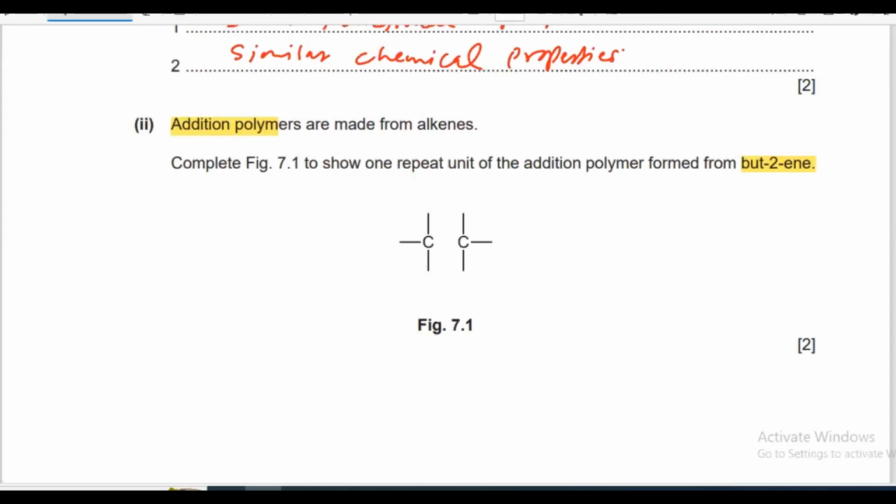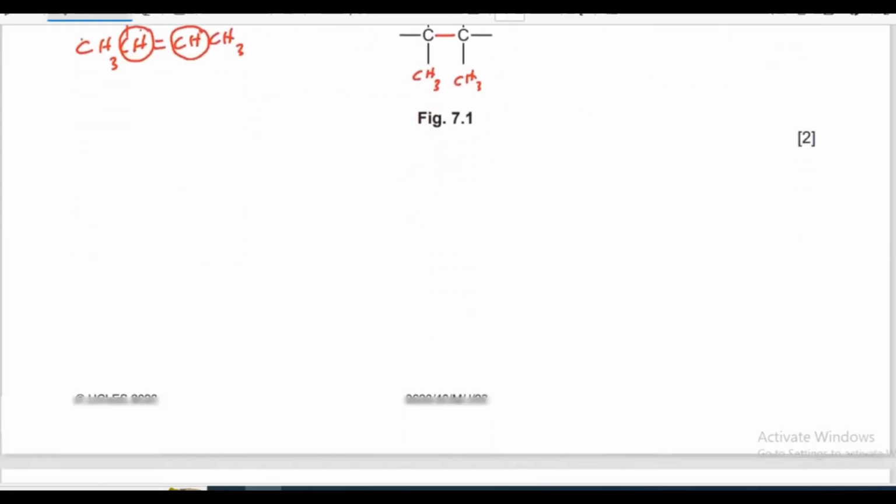Addition polymers are made from alkenes. Show one repeat unit for the addition polymer of butene. First of all, this is butene. This is the monomer. If you want to make the polymer, just extend this group. This carbon is attached with hydrogen and CH3. So here we can make hydrogen and CH3, hydrogen and CH3, with single covalent bonds. So this is the repeat unit of butene.